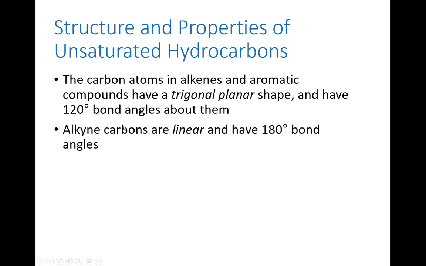Alkynes, even though the carbon makes four bonds, three bonds are to one atom and one bond is to another atom, that gives us a linear shape. And so, as we saw earlier in the class, linear molecules have 180-degree bond angles about the central atom.